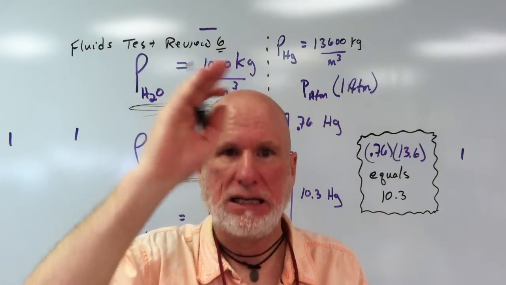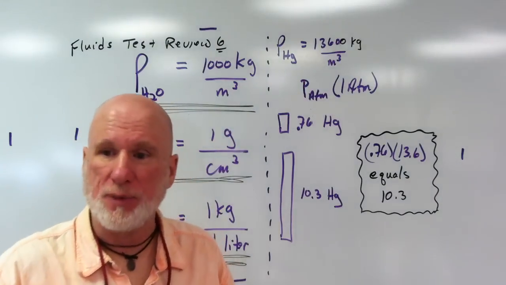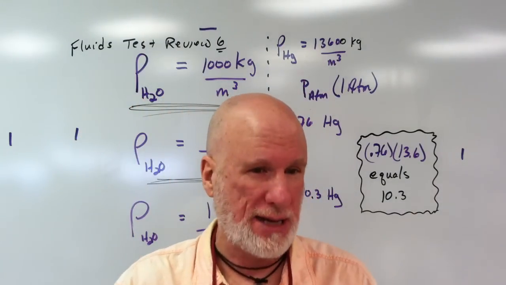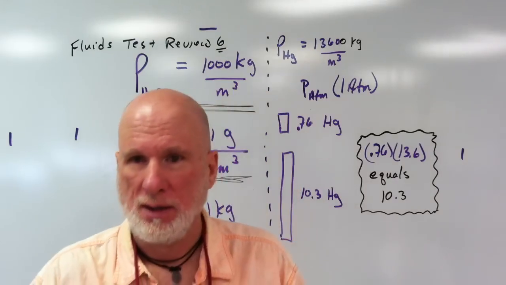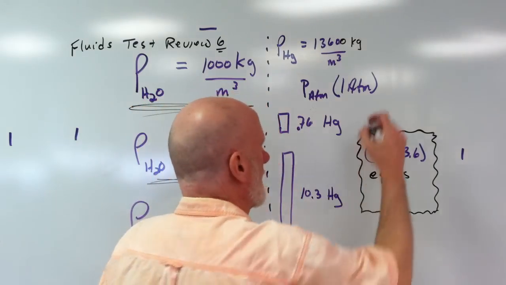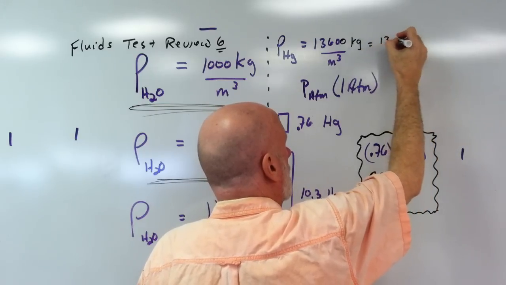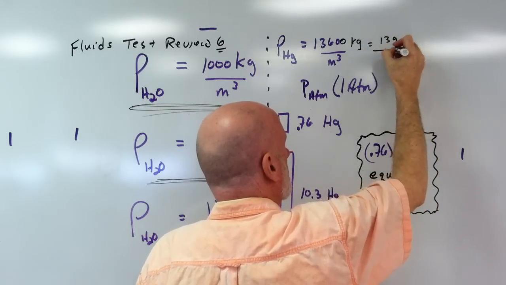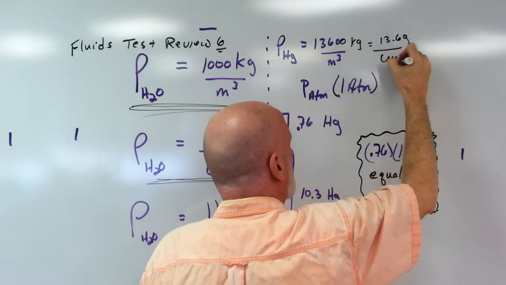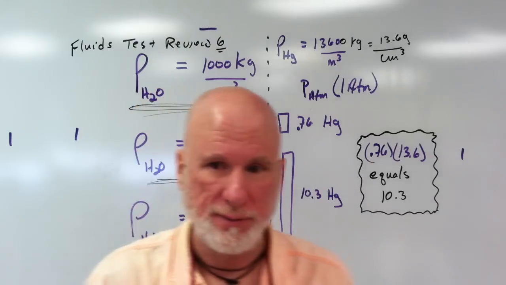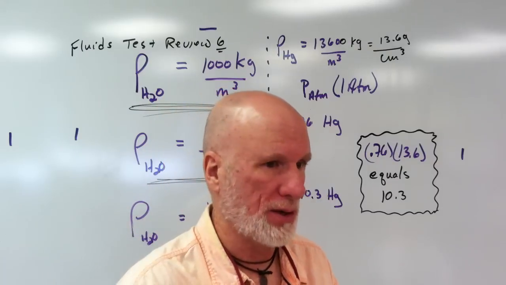It's a crazy day. Okay, I'm sorry, but this is 13,600 kilograms per cubic meter, correct? Do you understand that? Do you acknowledge that I made that change? Now, I can also say that it's going to be 13.6 grams per cubic centimeter. I can also say that, correct? Yes? Or 13,600 kilograms per cubic meter, correct?